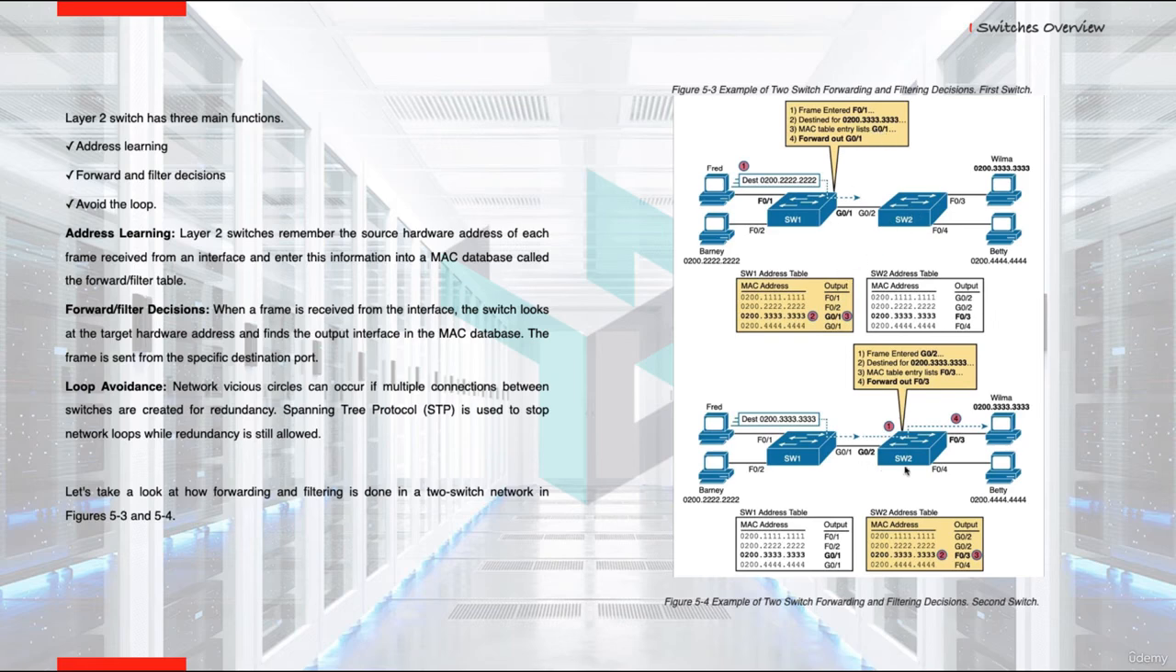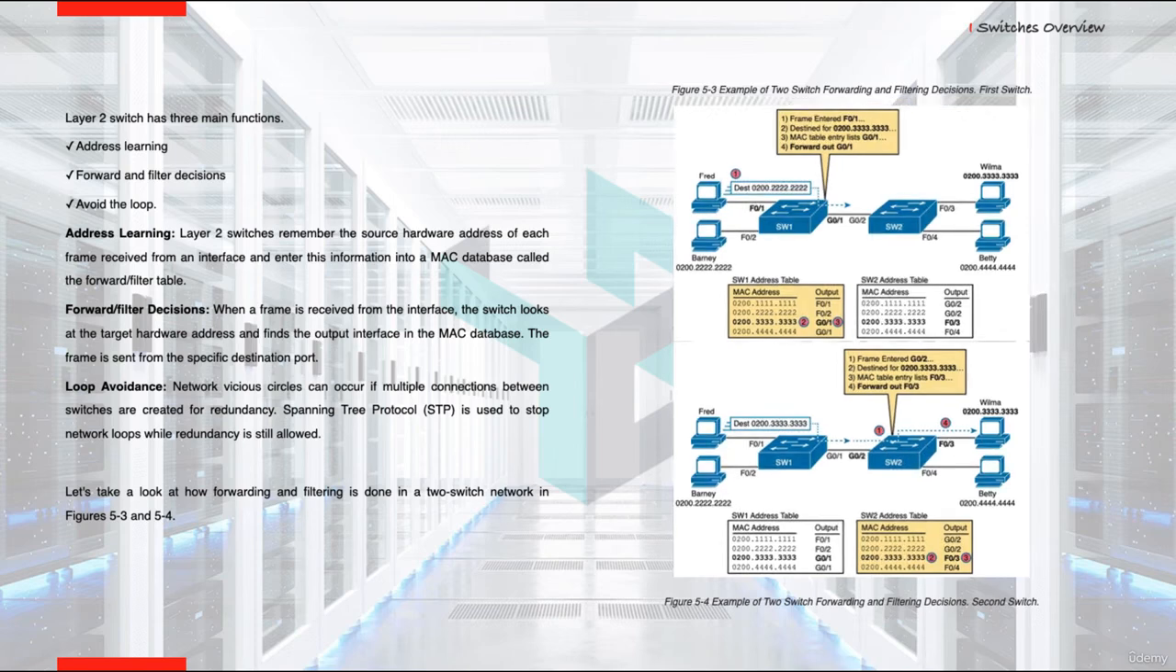Now let's look at the second switch. The second switch takes the packet from switch 1, compares the MAC address in this packet with its MAC address table, determines that Wilma's MAC address is on Fast Ethernet 0/3, and forwards the packet to this port. So the packet from Fred is sent to switch 1, then to switch 2, and switch 2 looks at the MAC table and forwards it to Fast Ethernet 0/3.